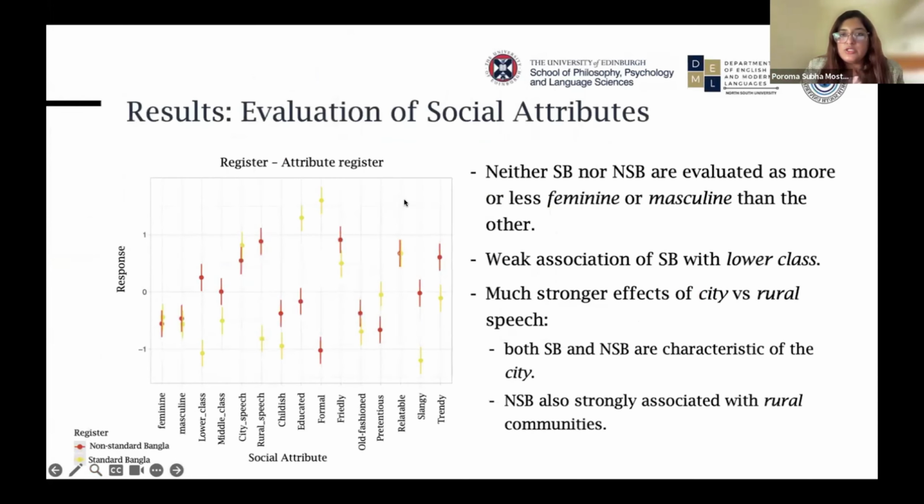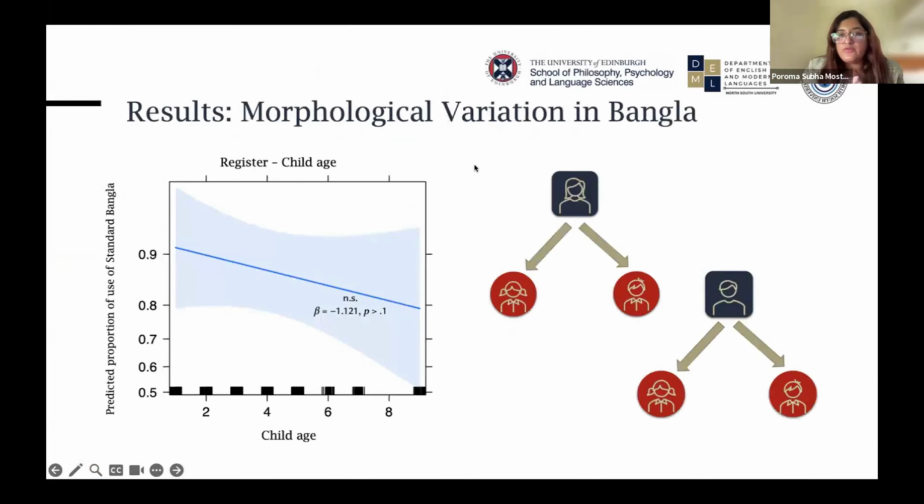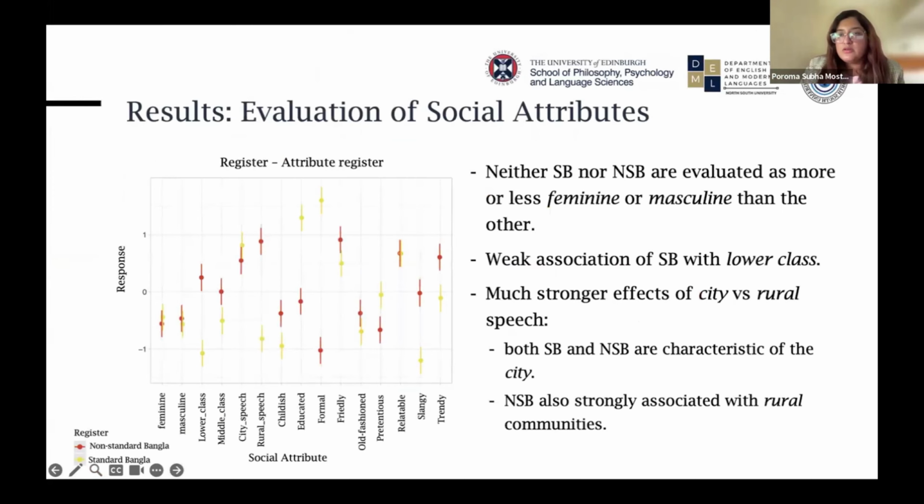The major aspects that we found were that neither standard nor non-standard were associated more with feminine or masculine, but we did see a weak association of standard Bangla with the lower class. Both standard and non-standard were associated with city speech, but non-standard is seen as very rural based, or people think that it's only spoken by people who are not economically affluent, or who come from a very rural background.